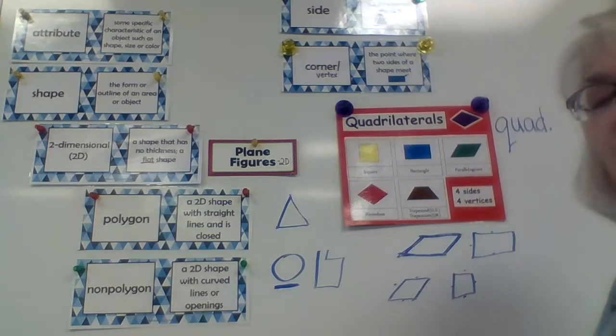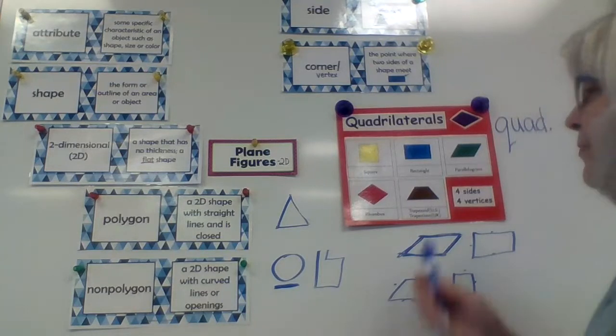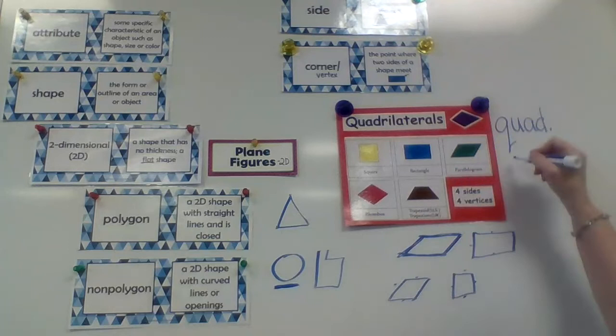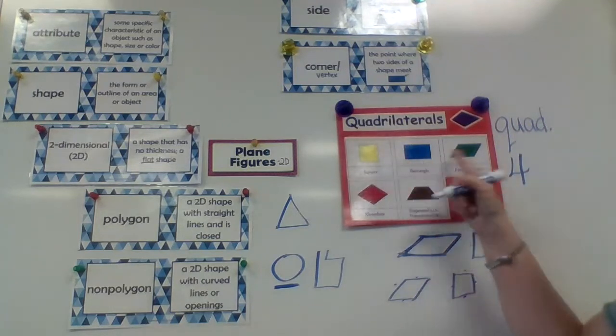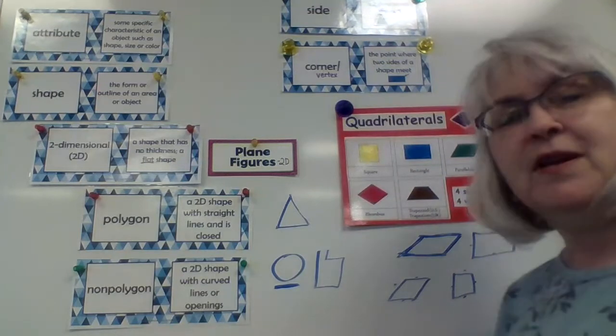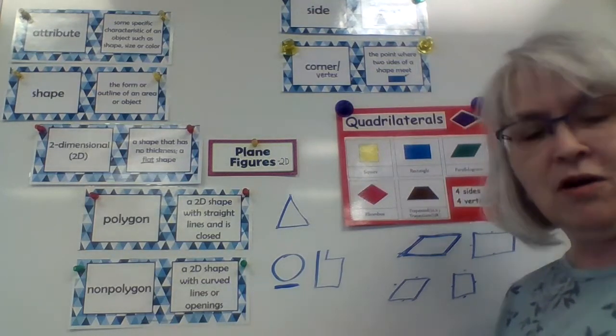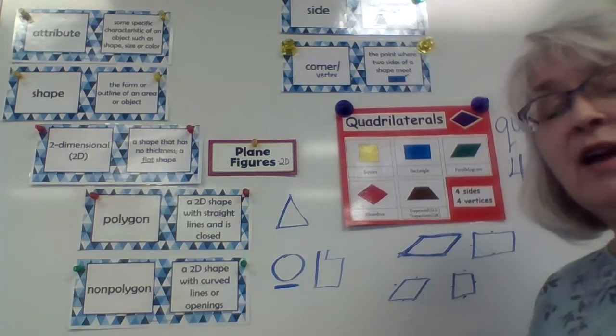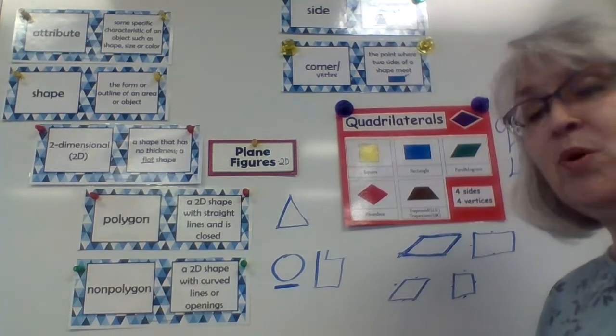All right, so triangle, 3, quadrilaterals, 4. Let me just write that right there, 4. And we have these quadrilaterals. Pentagon is 5, hexagon is 6, and octagon is 8. All right, this is the end of Geometry Lesson 1, Part 1.